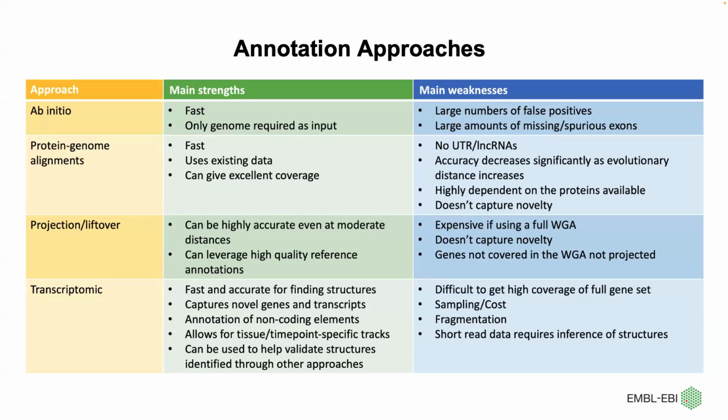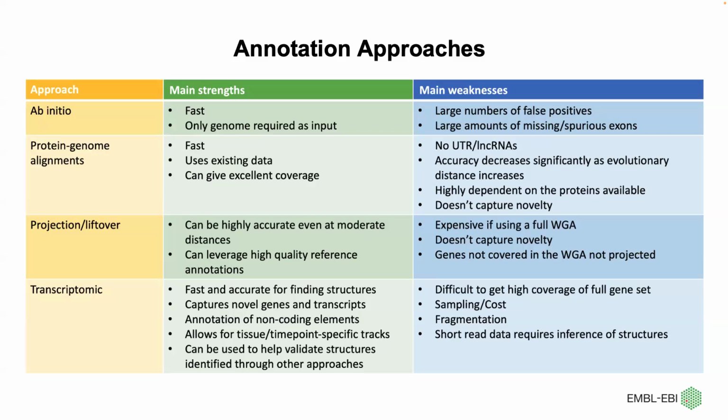The third method is projection and liftover, which means mapping the information from a reference genome. This can be highly accurate even at moderate distances, and it can leverage the high quality reference annotations. The weakness of this method is that it could be highly expensive if you are using whole genome alignment, and it doesn't really capture the novelty, as the genes which are not present in the reference genome will not be projected to the target genome.